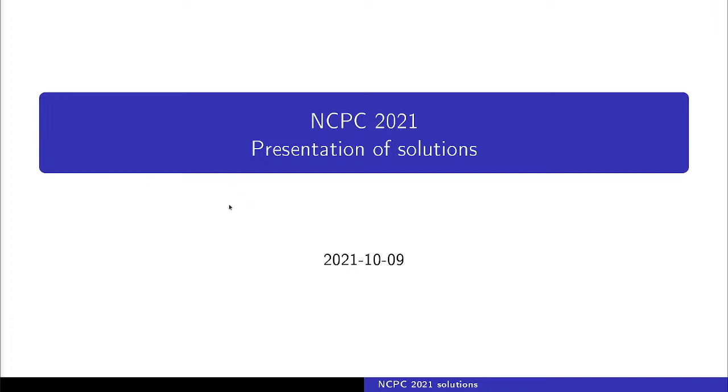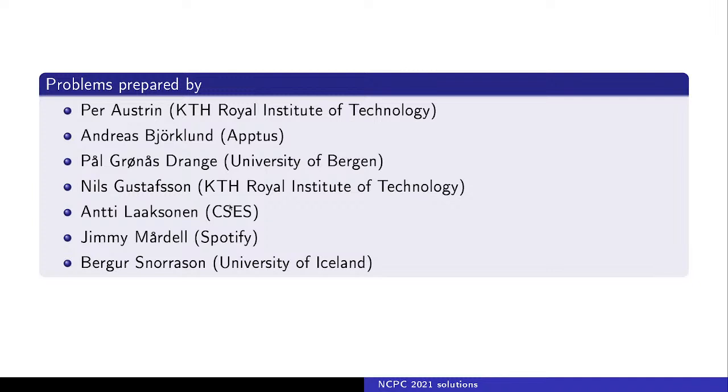So, without further ado, let's see who made these problems that you worked on today. The problems were prepared by the following people. We have me, my name is Per Austrin, I was the head of jury. We have Andreas Björklund from Aptus, Paul Grönås Drange from Bergen, Nils Gustafsson from KTH, Antti Laxonen from CSES, Jimmy Mordell from Spotify, and Berger Snorason from University of Iceland. So these 7 people did all the work of preparing these 13 problems that you got in today's problem set.